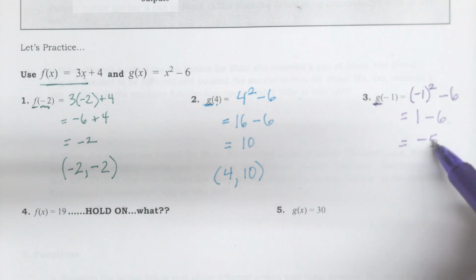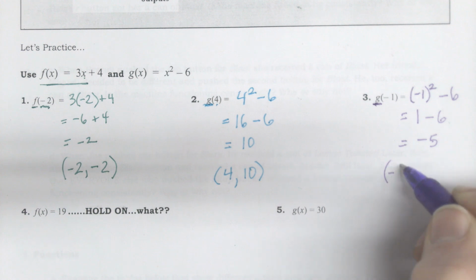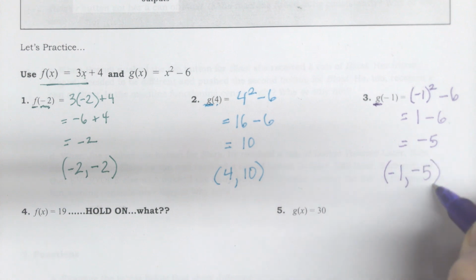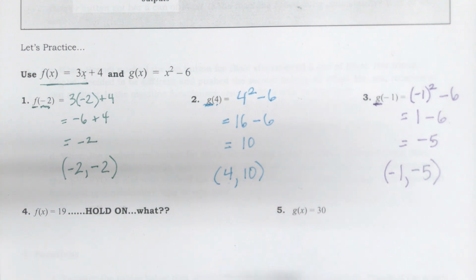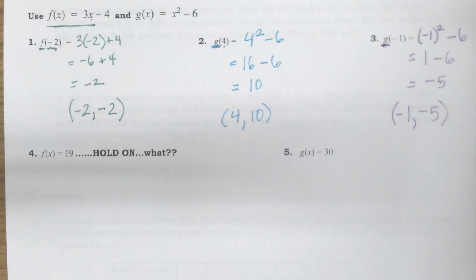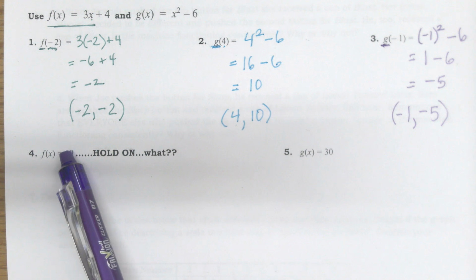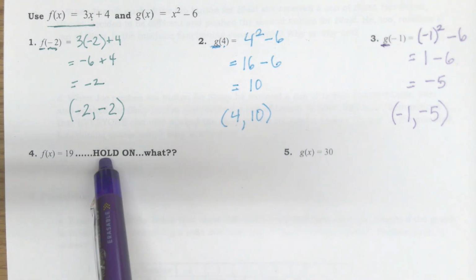It can also cause some trouble. So you have to please make sure that you plug things in correctly. So again, my input was -1, my output was -5. All right, so now they're changing things up a little bit. They say f of x is 19.